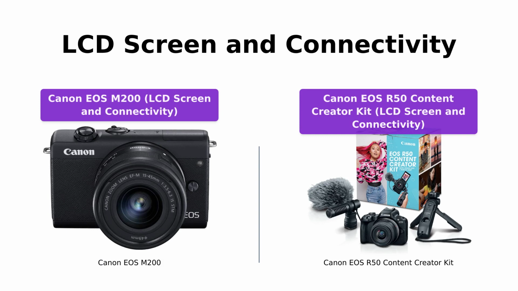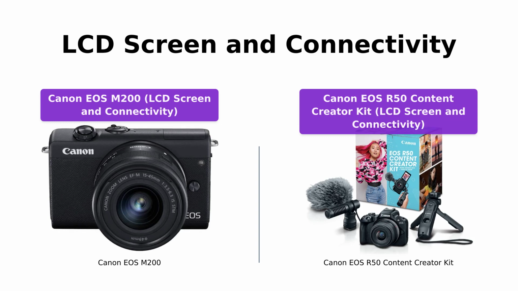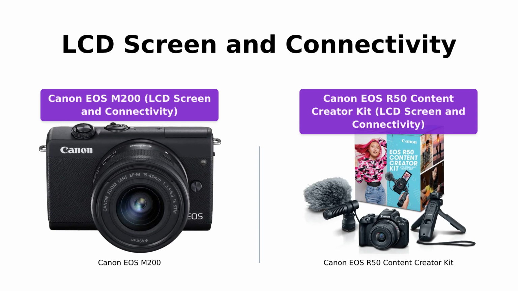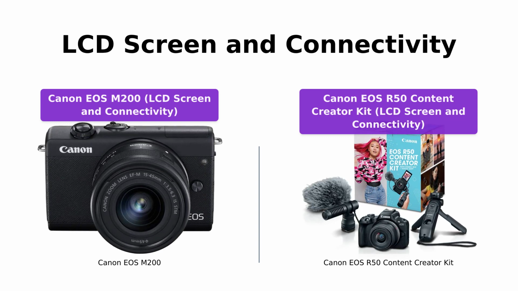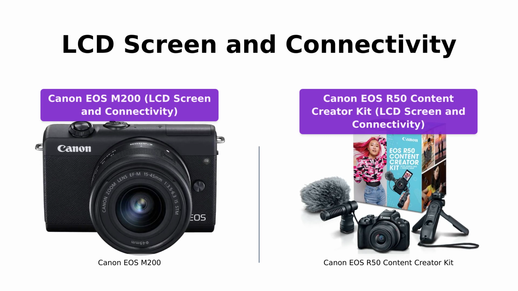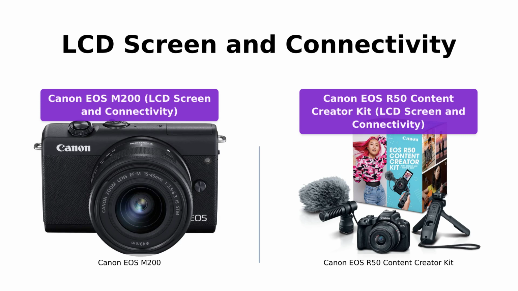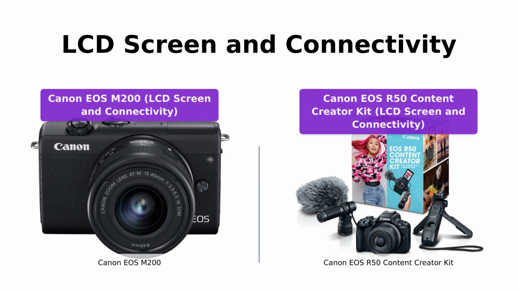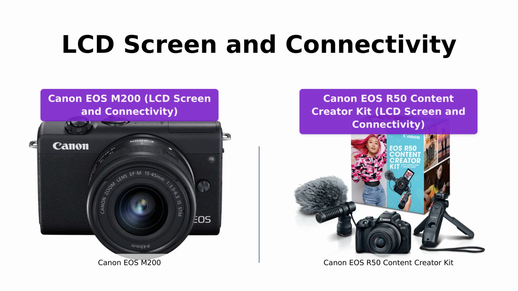Both cameras come with LCD screens and built-in connectivity options. The Canon EOS M200 features a 3.0-inch touch panel LCD screen with a tilt option for 180 degrees, which is great for selfies. It also has built-in Bluetooth and Wi-Fi technology for easy image transfer. Similarly, the Canon EOS R50 Content Creator Kit comes with a compact LCD screen and also offers built-in Bluetooth and Wi-Fi technology for seamless connectivity.